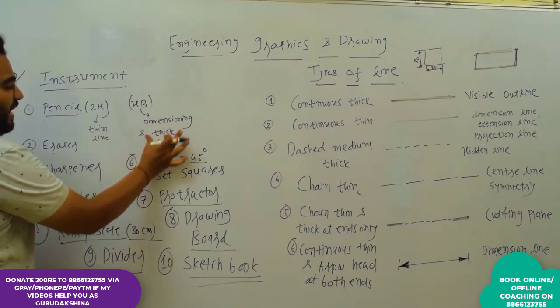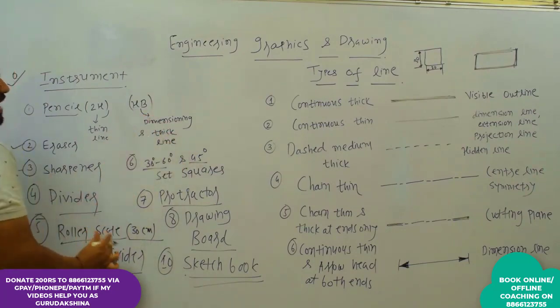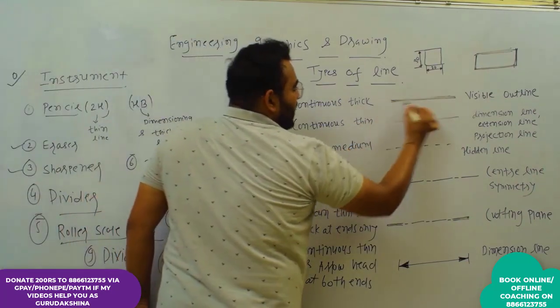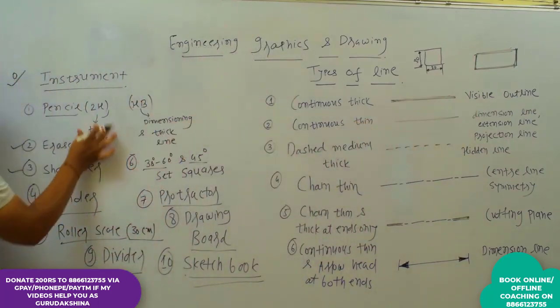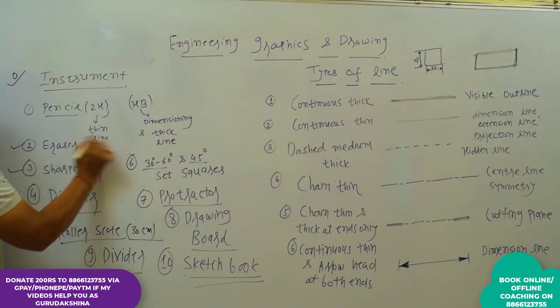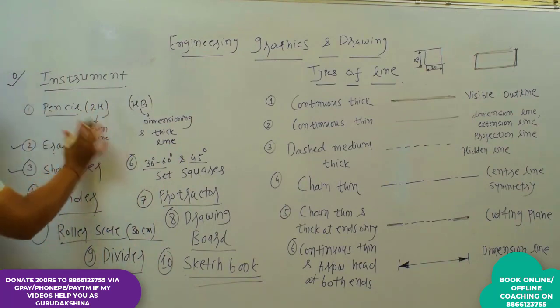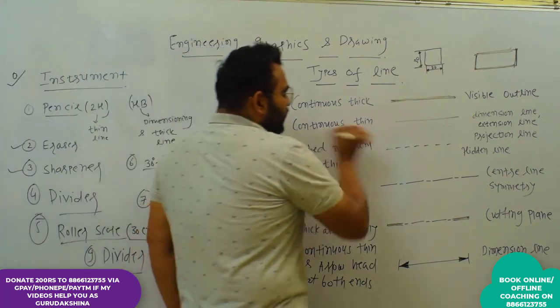For continuous thick lines, you use an HB grade pencil. Whenever I say thick line, you have to use an HB pencil, and this is a darker line. Continuous thick line means darker line. And whenever I say thin line, you have to draw that line with a 2H pencil, which means a light line. So this is the thin line.